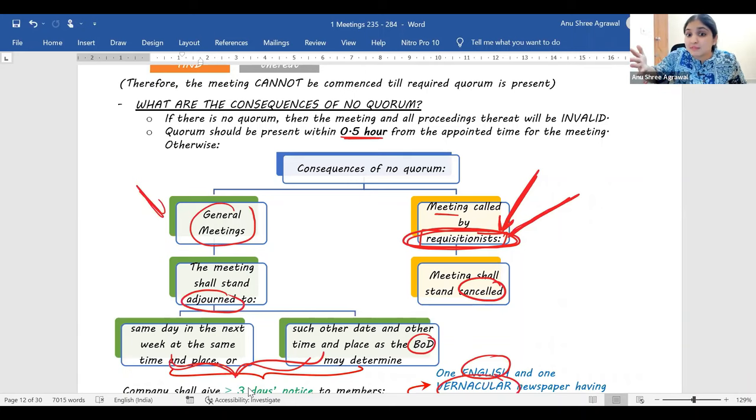If the requisitionists themselves called the meeting and in that meeting there is no quorum, what will happen to the meeting? Adjourn? No. The meeting will get cancelled. But what if it is any other normal meeting called by the board? In that case, no quorum, no problem. The meeting will get adjourned to the same day, same time, same place next week, or some other date, time, place decided by the board of directors.